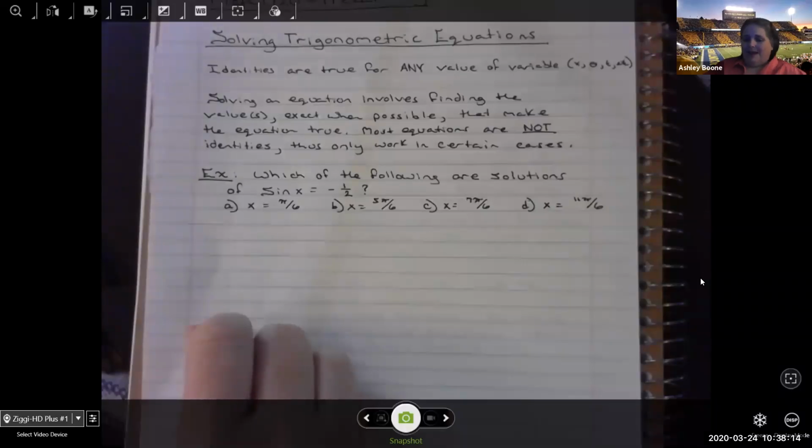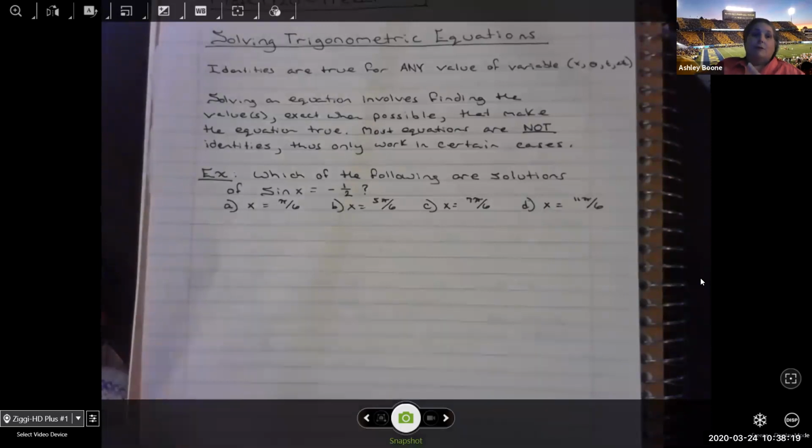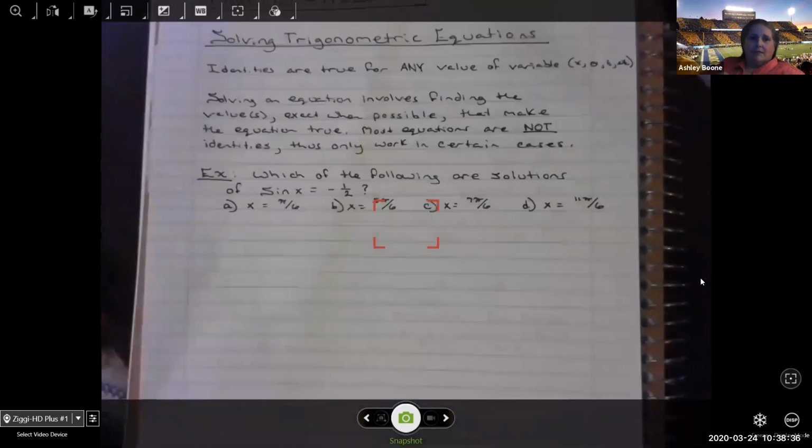Hey everybody, let's finish up this unit on trig formulas, identities, and all of that. Our last part of this is going to involve solving trig equations. Now, identities are true for any value of the variable. So it doesn't matter whether you have x, t, theta, n, whatever you're dealing with there.